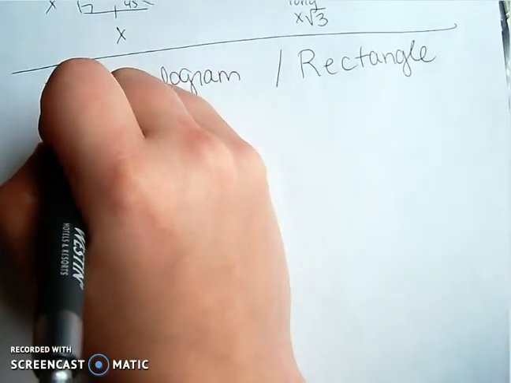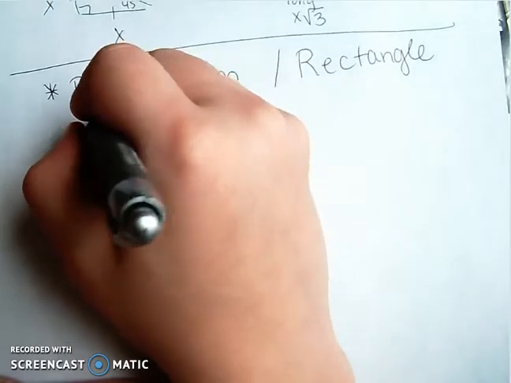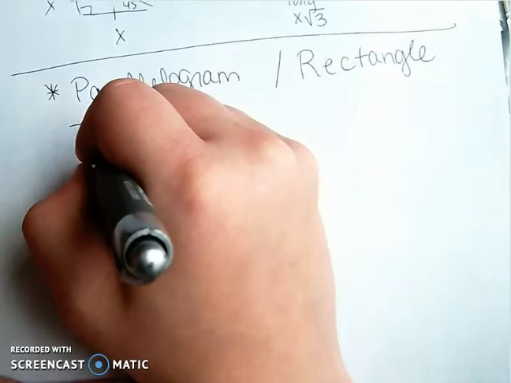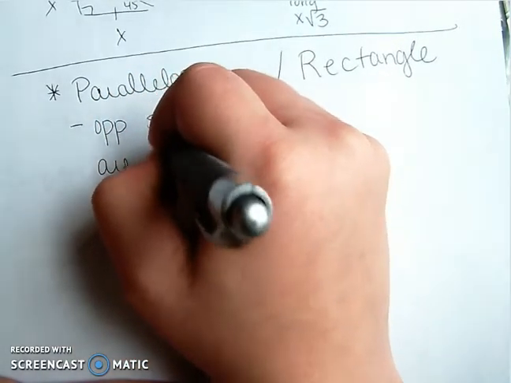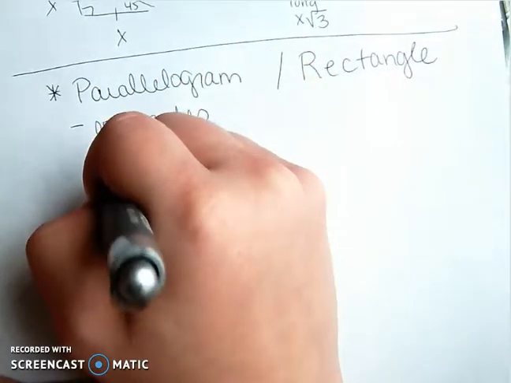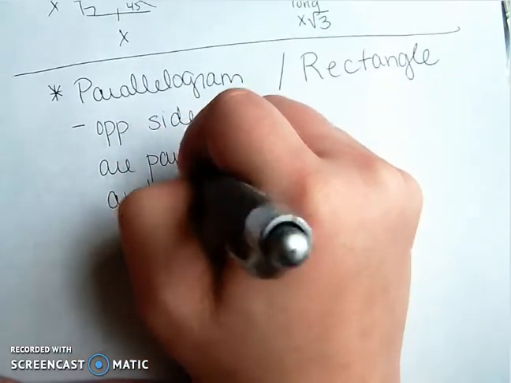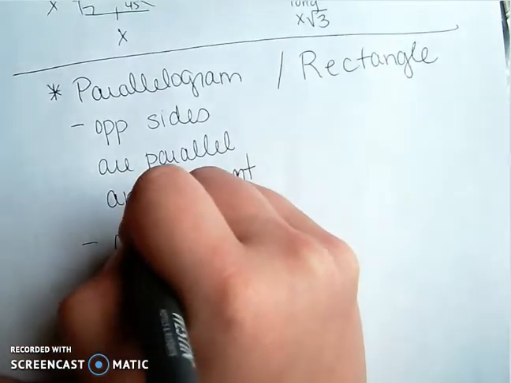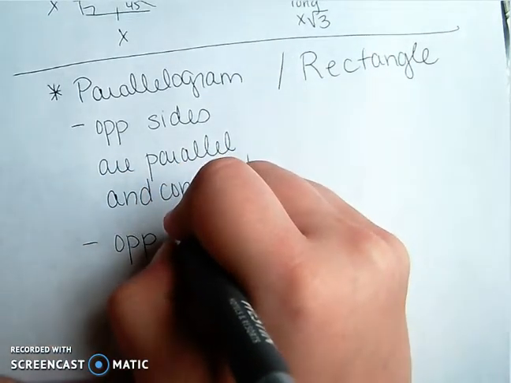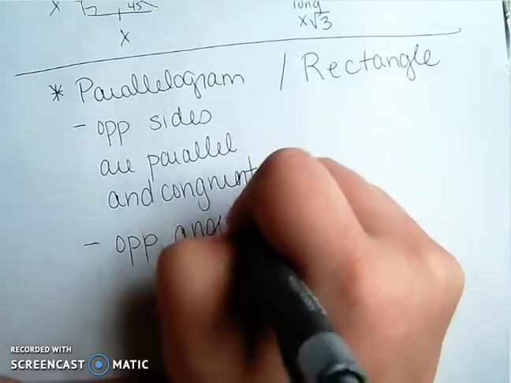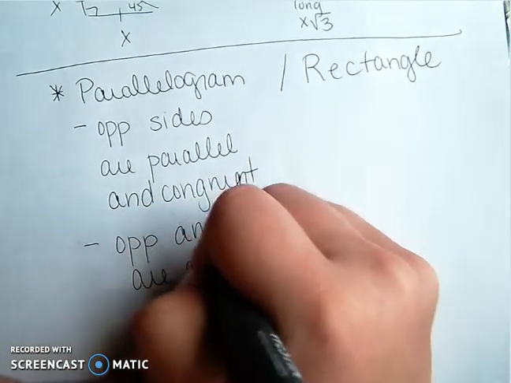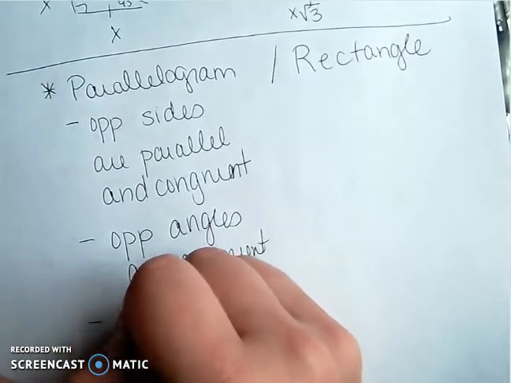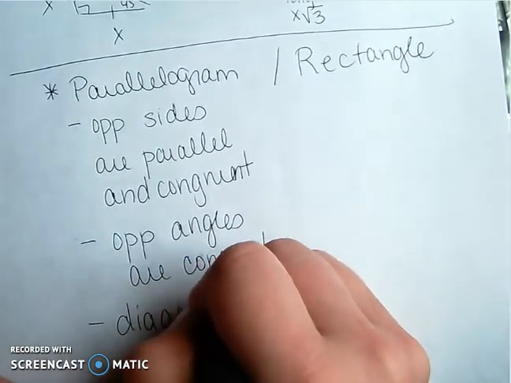Remember, with a parallelogram, opposite sides are parallel and congruent. That's the definition. We also know that opposite angles are congruent, and diagonals bisect each other. So remember, that word bisect means cut in half.